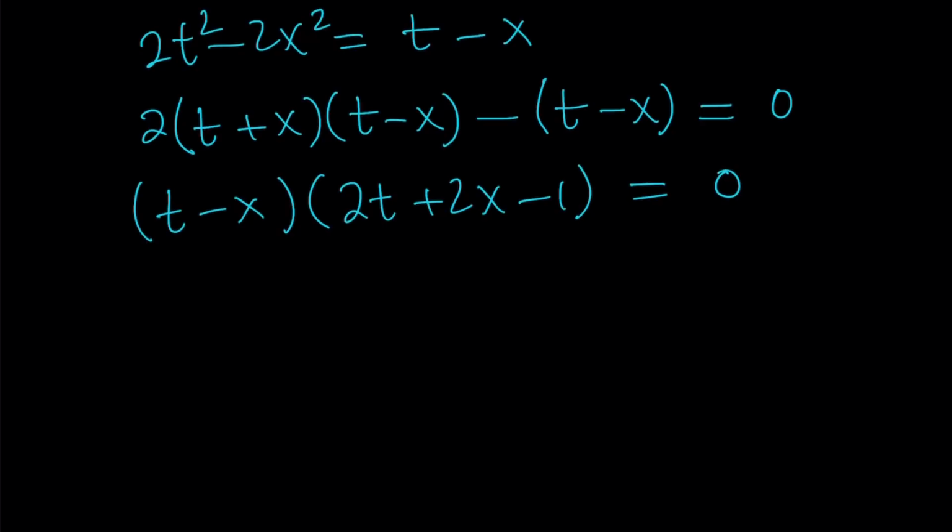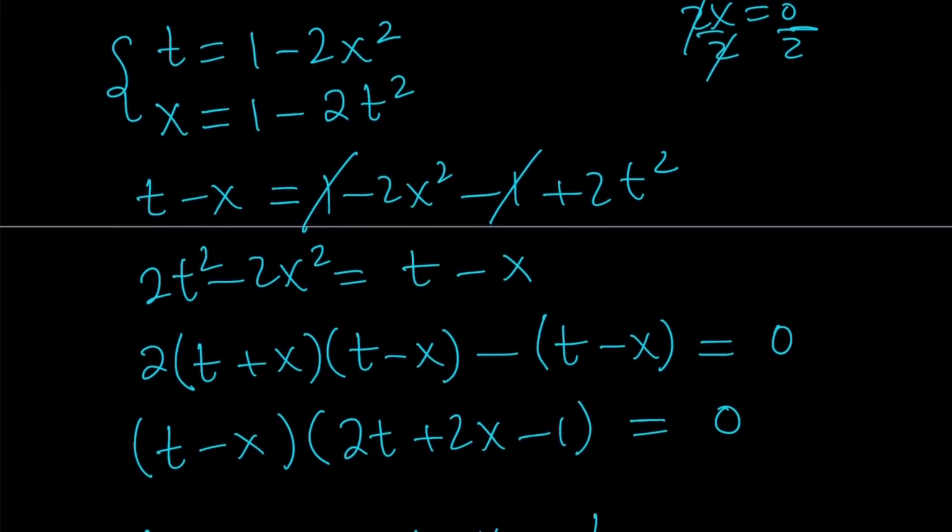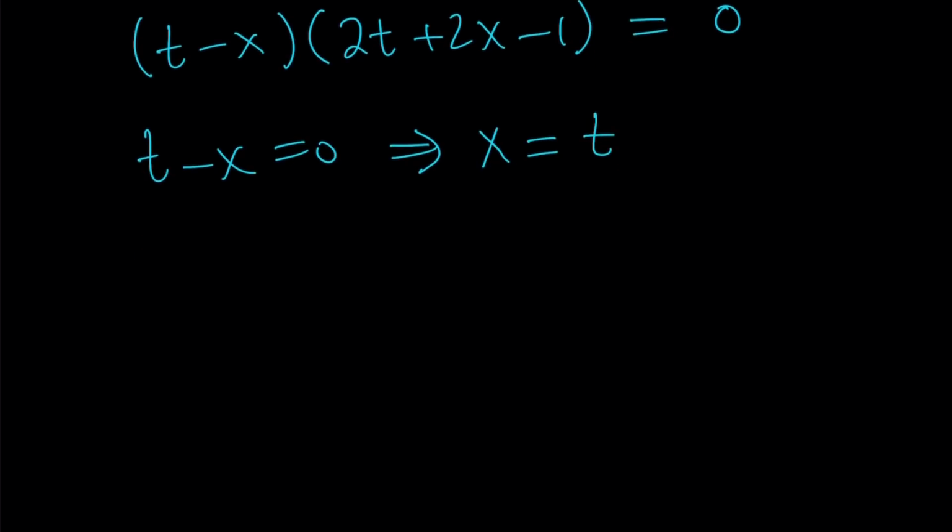Let's go ahead and deal with the first one first. If you set t minus x equal to 0, and remember, we're trying to solve for x. Our goal is to solve for x. So this implies x equals t. But what is t? t is equal to 1 minus 2x squared. So I can go ahead and replace t with 1 minus 2x squared. And this gives me a quadratic equation. Let's go ahead and solve this quadratic equation.